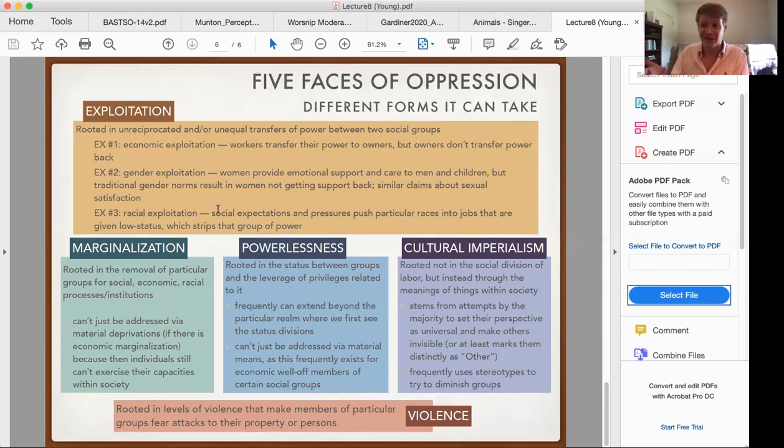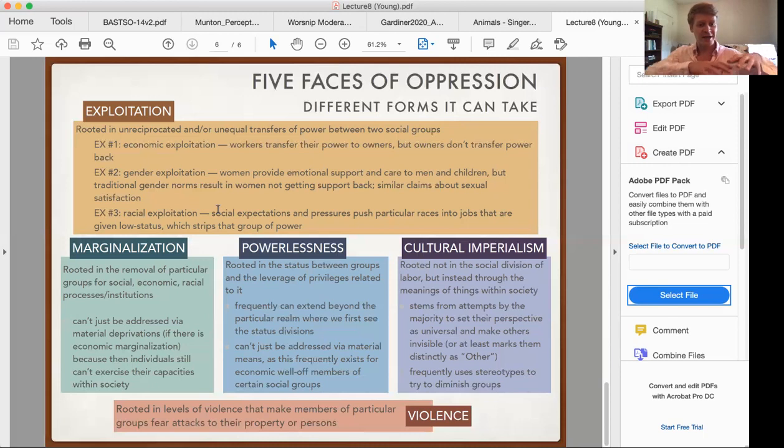Where the man doesn't have to care for the kids, the man doesn't have to care for the home, right? He can just sort of go as he pleases and do a number of different things, right? So the man benefits from the woman's work, according to Young. Okay, next we can talk about marginalization.